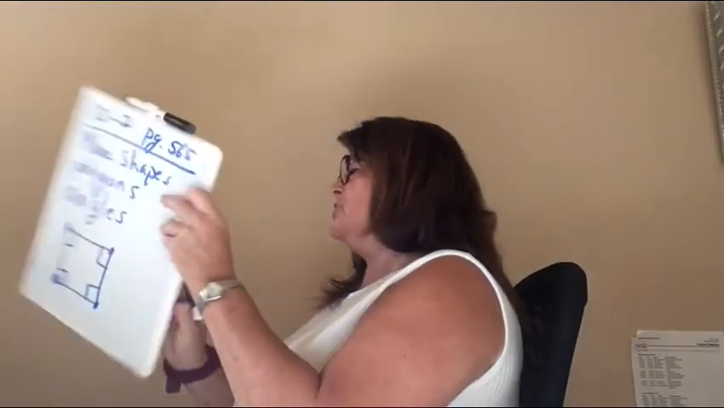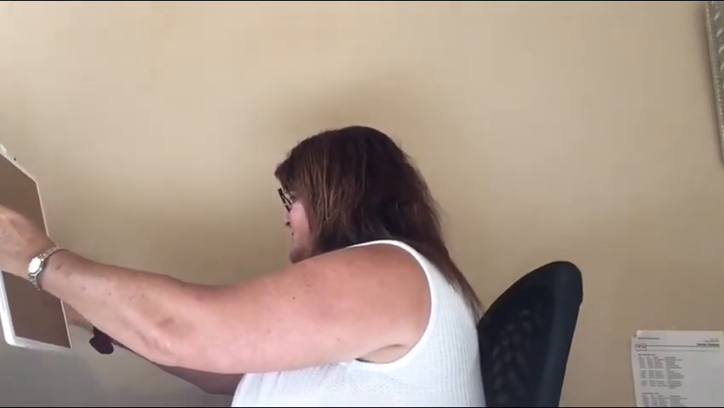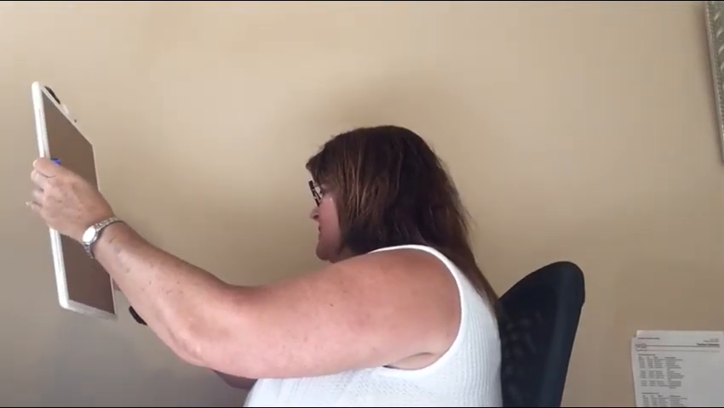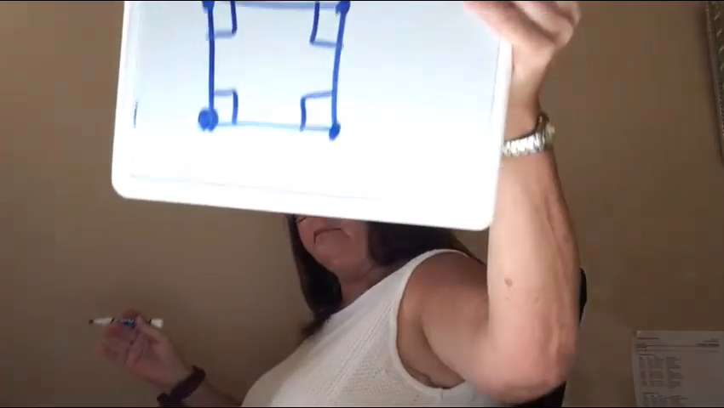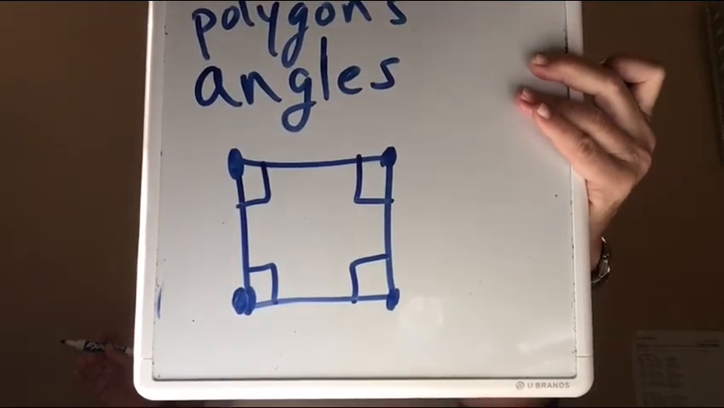So, a square has 4 right angles. 1, 2, 3, 4. A square has 4 sides, 4 vertices, and 4 angles. Four sides, 4 angles, and 4 vertices. They will always have the same number.